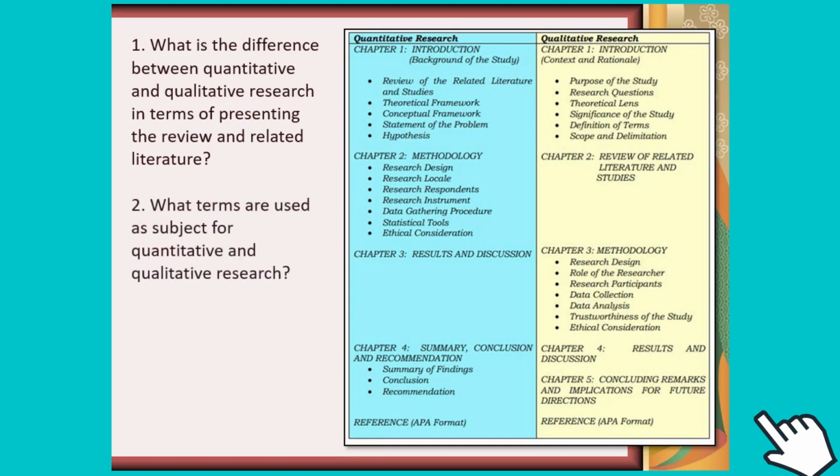What terms are used as subject for quantitative and qualitative research? For quantitative, the subject is called respondents, and for qualitative, subject is called participants. Which type of research is long in terms of presentation and parts? This is for you to discover. As you go along with your research, you will find out which type of research is long in terms of presentation and parts.